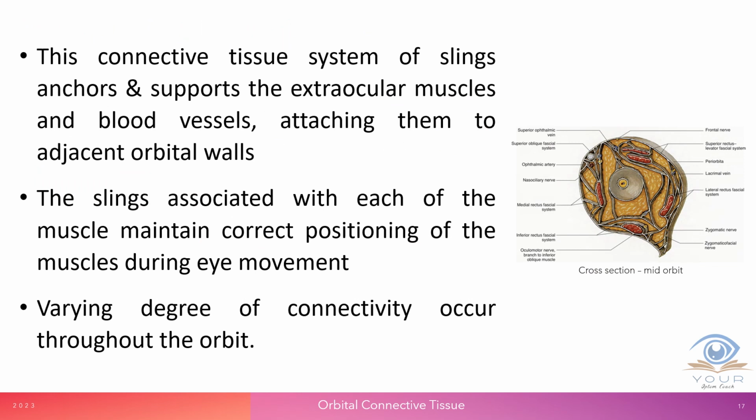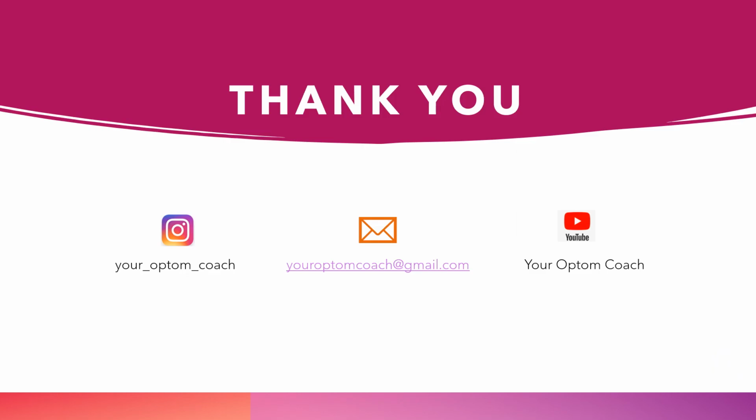This connective tissue system of slings anchors and supports the extraocular muscles and blood vessels, attaching them to adjacent orbital walls. Okay, the slings associated with each of the extraocular muscles maintain correct positioning of the muscles during eye movement. We'll be discussing how the sheets are connected to different muscles and how they help in extraocular movements in the extraocular muscle segment of the anatomy. Varying degrees of connectivity occur throughout the orbit. That's it for this topic.